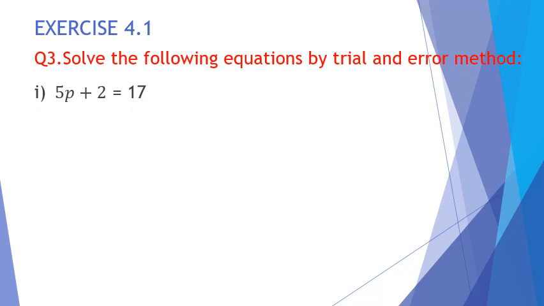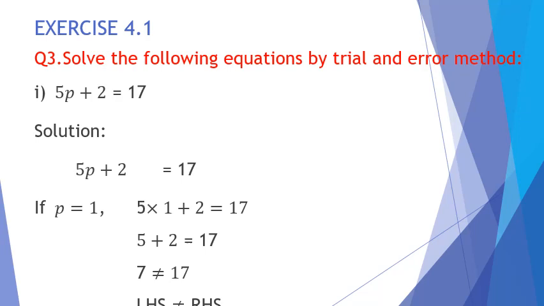Trial and error method means you have to substitute values for the given variable in a trial. That means we can substitute values here. The first question is 5p plus 2 equal to 17. So you have to give p equal to 1, p equal to 2, p equal to 3, like that. Whenever LHS equal to RHS, the value you gave to the variable is the solution of the equation. So we can try with p equal to 1.